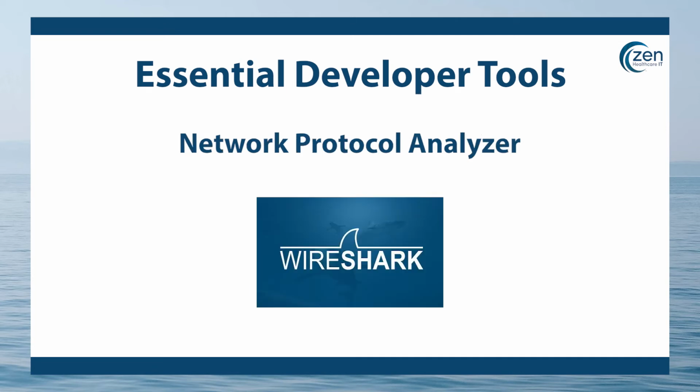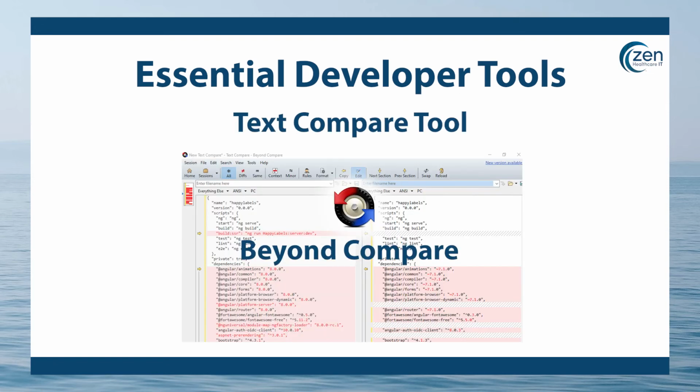Wireshark. Wireshark is the world's foremost and widely used network protocol analyzer. It lets you see what's happening on your network at a microscopic level. This is a very helpful tool when building VPNs and reviewing issues with MLLP traffic. Beyond Compare. This is a text compare tool that's very useful when reviewing files or comparing code between channel versions.